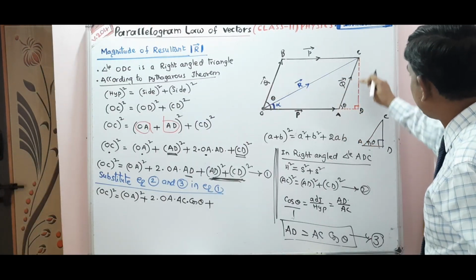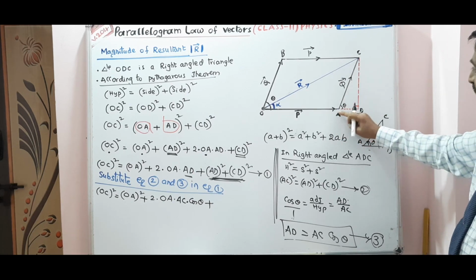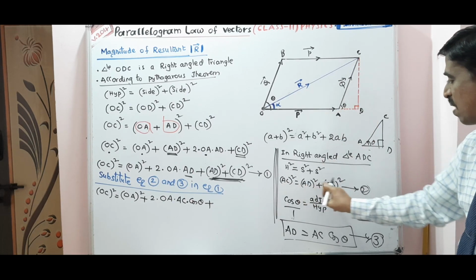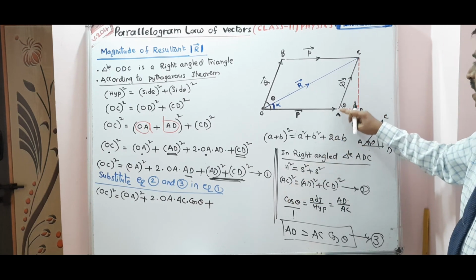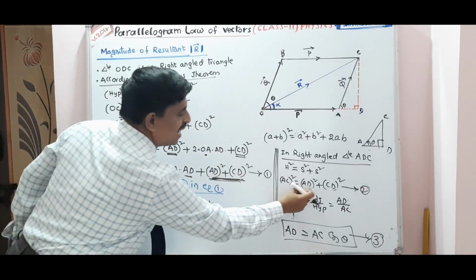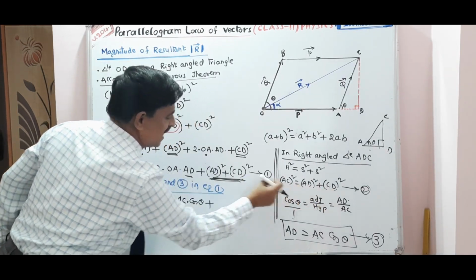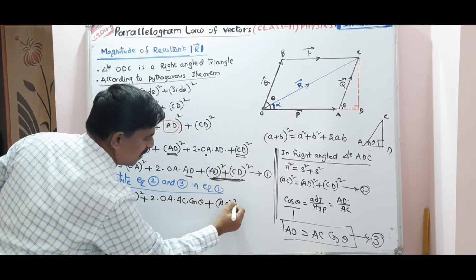AD square plus CD square is nothing but AC square.